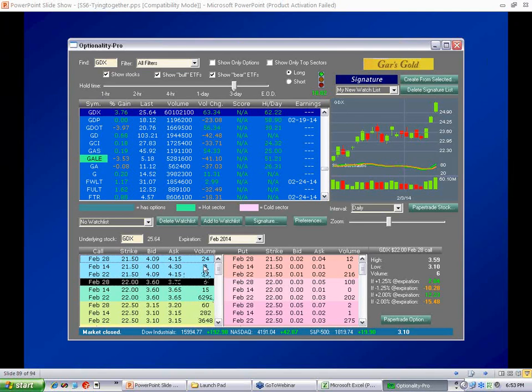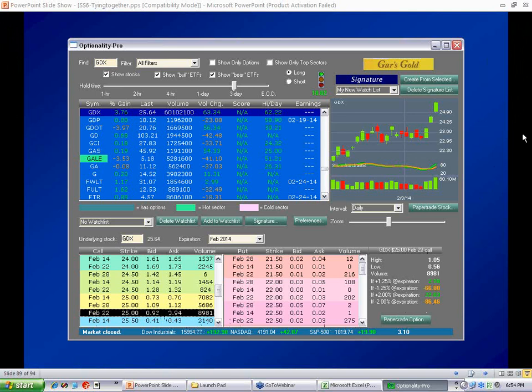I'm looking at February calls and puts. GDX is trading at $25.64. Let's go here. If you click on any of these, let's look at the $25 strike. Let's say February 14th, which is at the end of this. Oh, let's look at February 22nd.